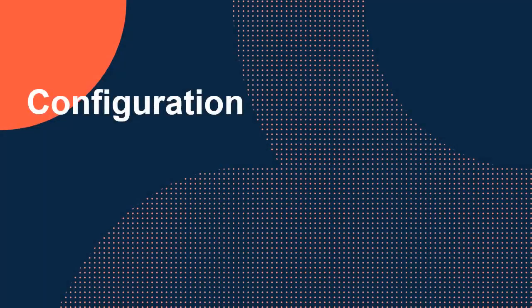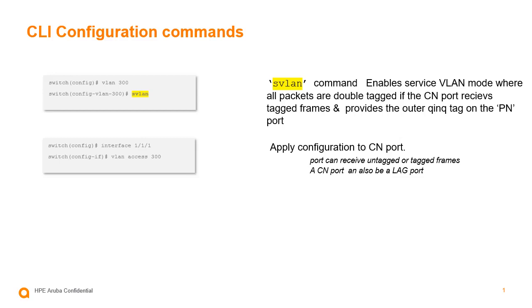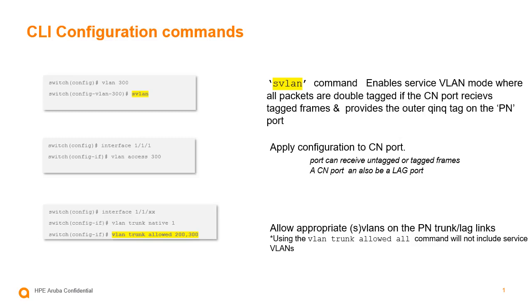So let's move on to the configuration section. Configure the SVLAN by entering SVLAN under the appropriate VLAN. That's all you need to do. This enables the service VLAN mode where all packets are double tagged if the CN port receives tagged or untagged frames. And you apply this configured SVLAN on the desired CN port, which, although it's using an AOS-CX port configuration, can receive tagged or untagged frames. And then you allow the appropriate SVLANs on the provider trunk or lag links, and that's all you need to do to configure SVLAN for QinQ.